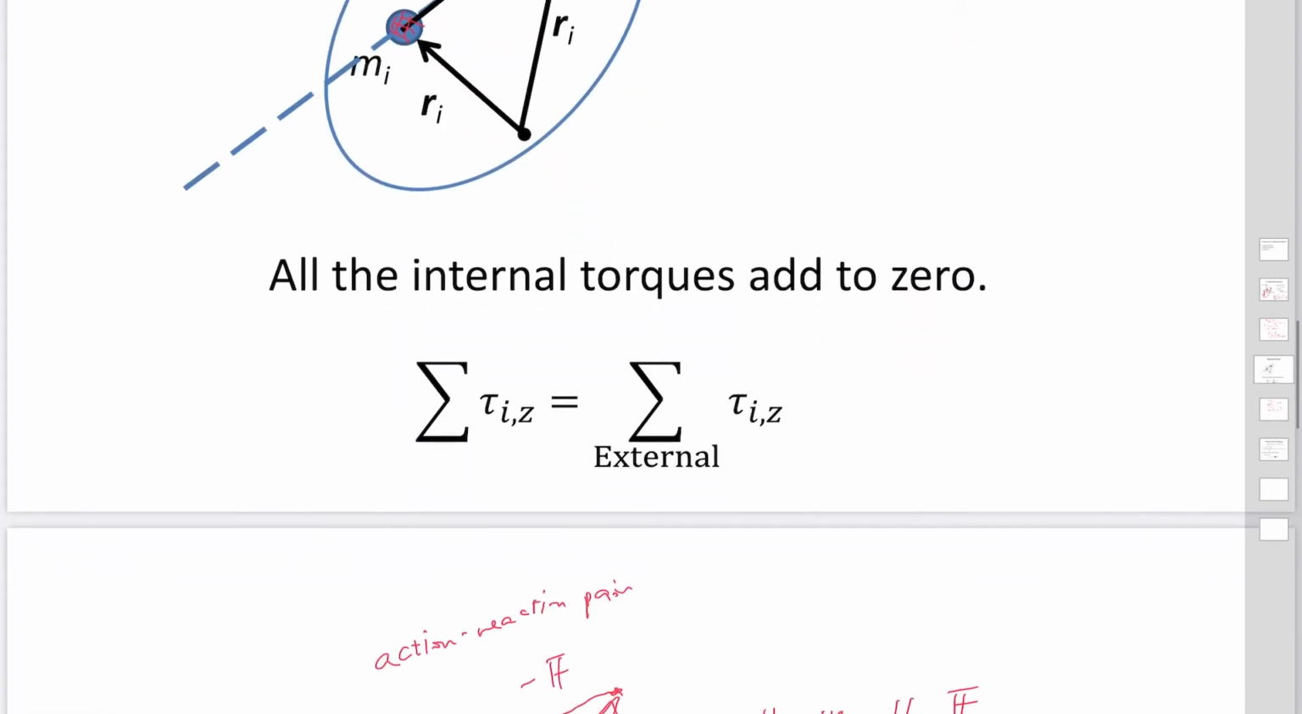The left hand side is the sum of all the torque acting on every point in the rigid body, but the sum of the internal torque adds up to 0. Tau sub i z internal is going to be 0. So you can use this equation. For the sum of the torque, we only need to consider the external torque when we consider the motion of a rigid body object.